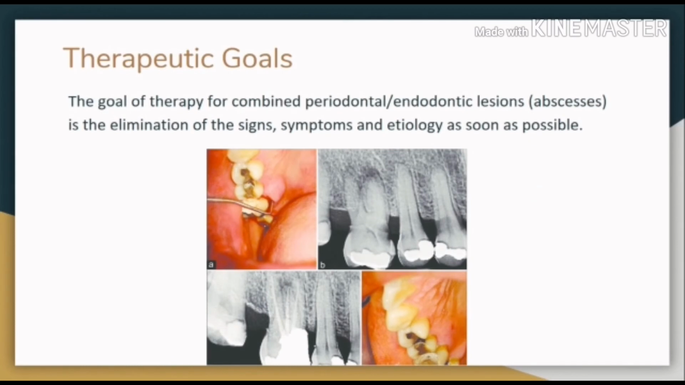There are therapeutic goals for combined periodontal endodontic lesions, which are the elimination of signs, symptoms, as well as etiology as soon as possible. Signs and symptoms include smooth, shiny swelling of the gingiva, pain when touched, sensitivity of the tooth when mobile, and lastly, rapid loss of periodontal attachment and periradicular tissues.